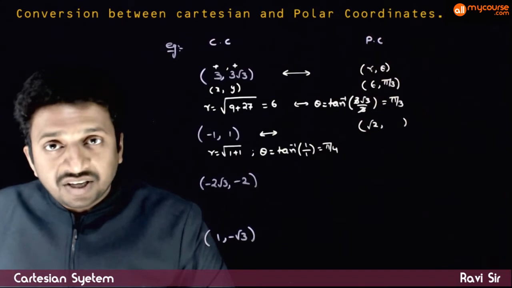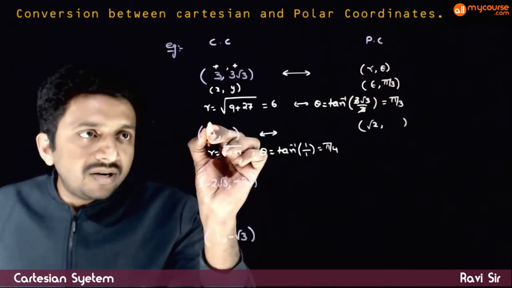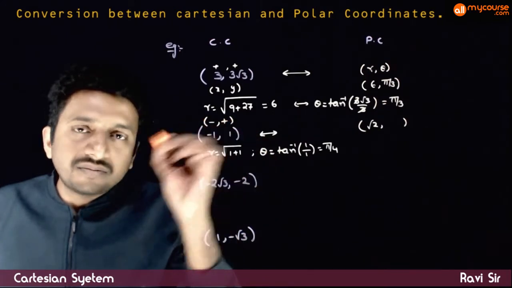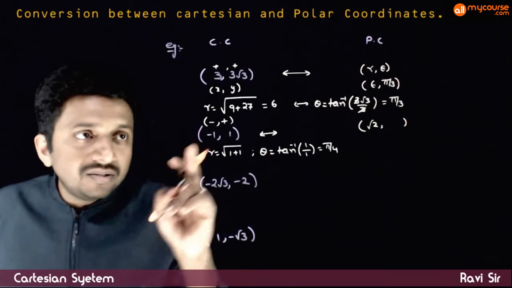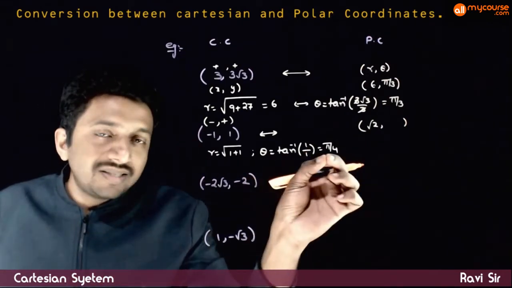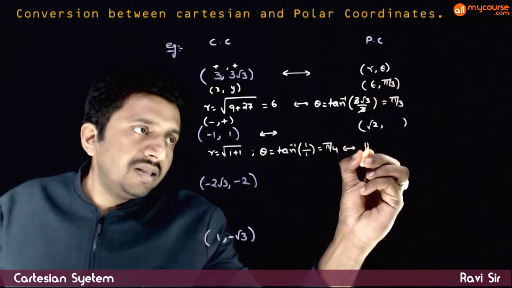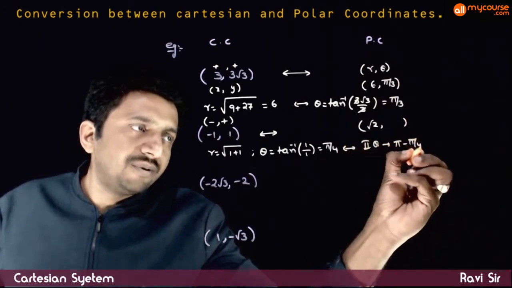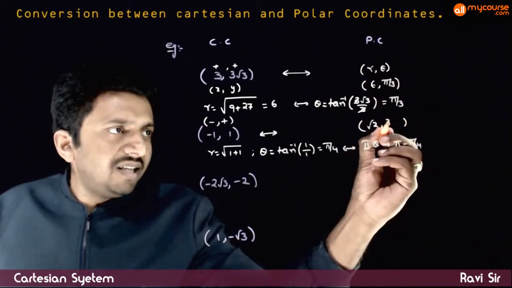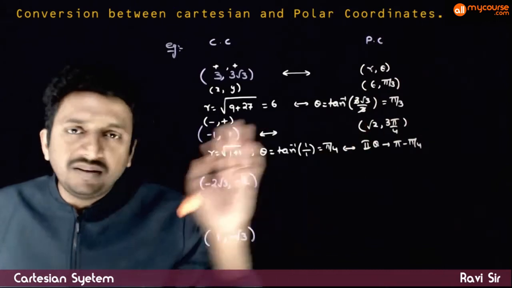Now, in the second step, go to the signs of the coordinates. The x coordinate is negative, y coordinate is positive. That means the angle is in the second quadrant. So in the second quadrant, what is the allied angle to pi by 4? In the second quadrant, you have pi minus pi by 4. That is 3 pi by 4 will be the angle. So that will be the theta.